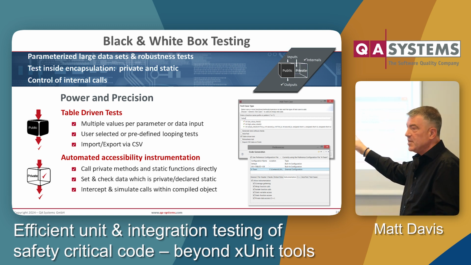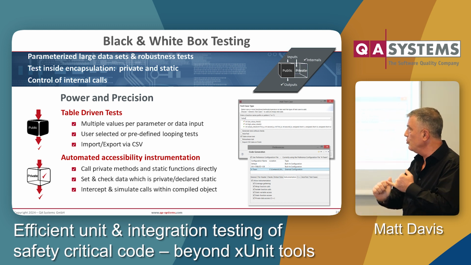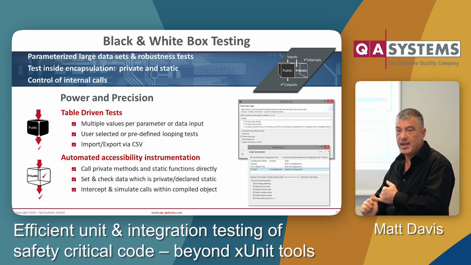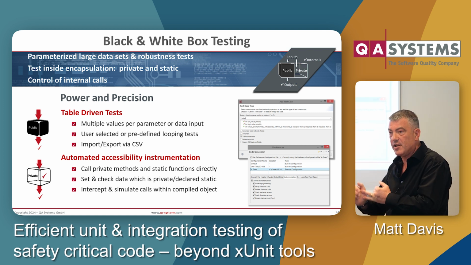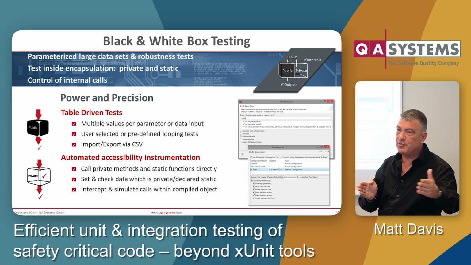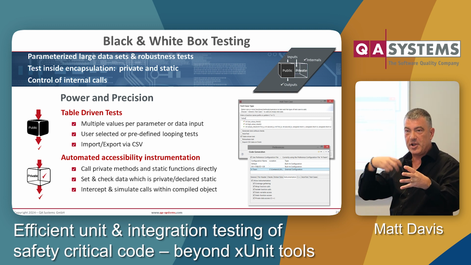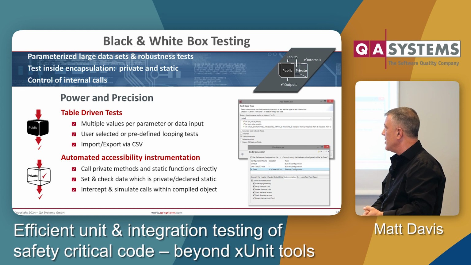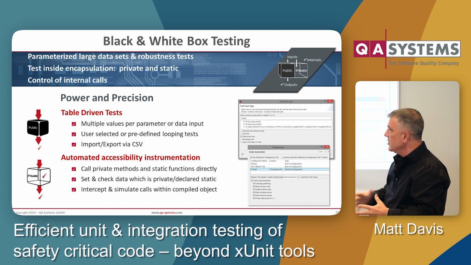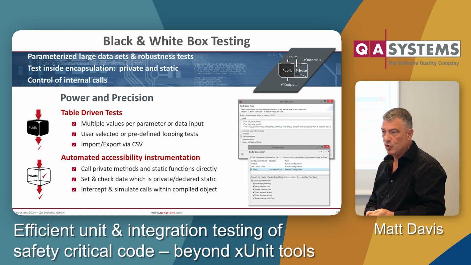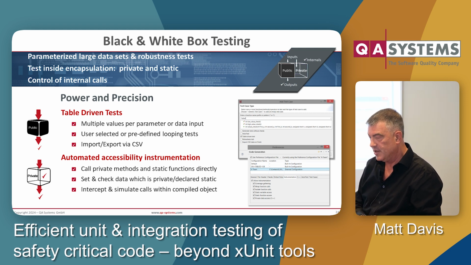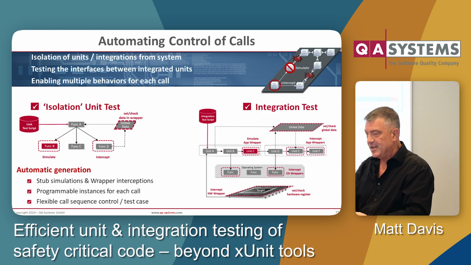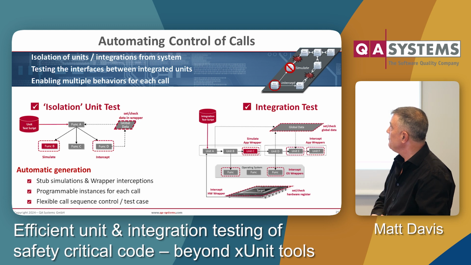Automated accessibility instrumentation means it will call private methods and static functions directly to be able to set and check data, particularly good for trigger values. Put it in the state precondition, give it an injection, do something, see what happens. Is it the right thing? You can also use interception and simulation of calls within the compiled object. That means interception. I will come on to that next.